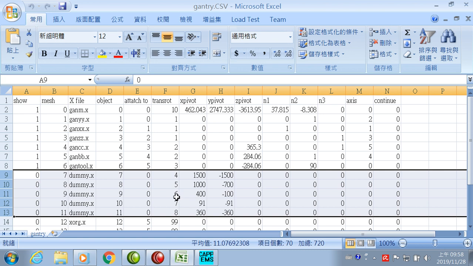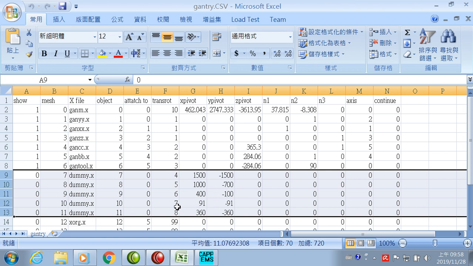6 minus 3 defines 3. It defines the z-axis. The positive is 400 millimeters. The minus 100 defines the minus limitation.